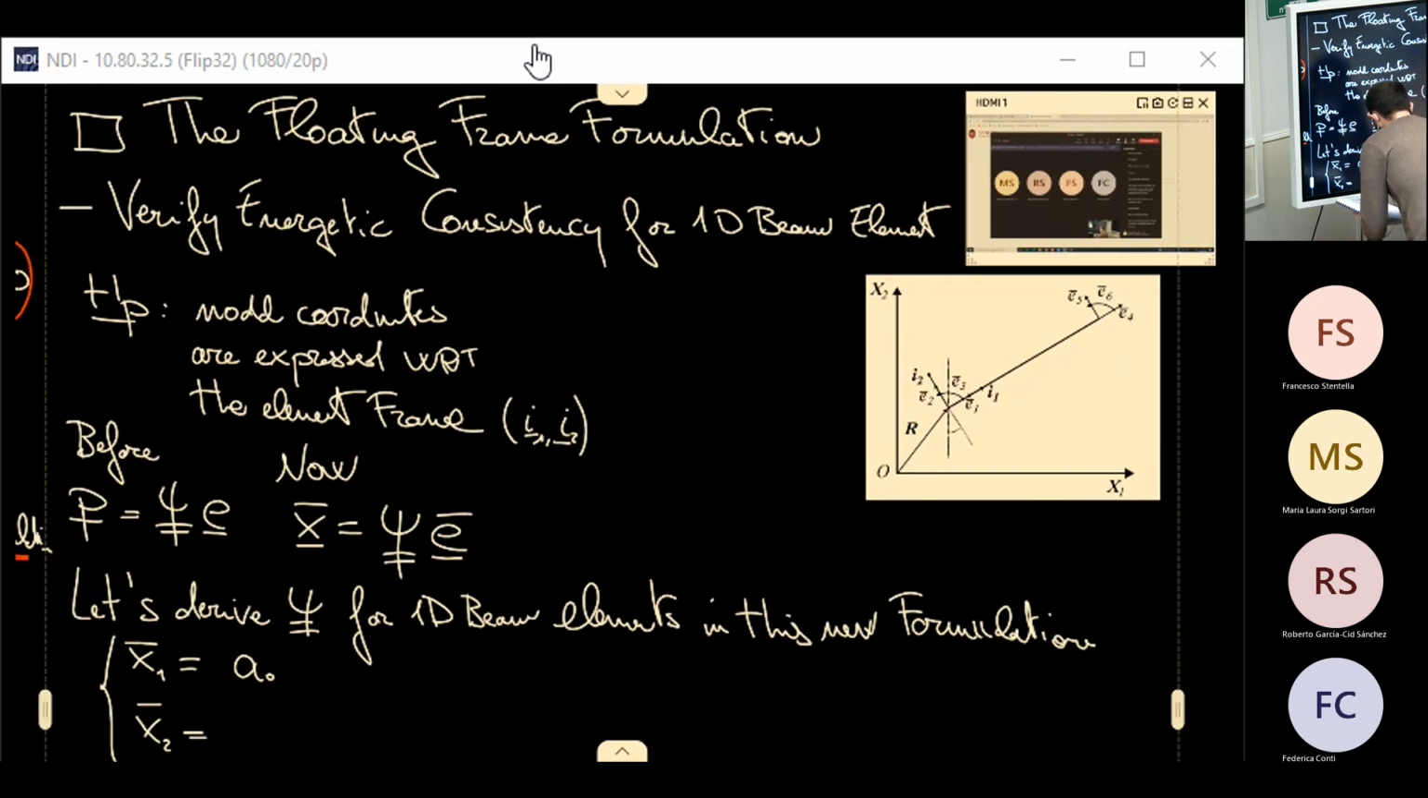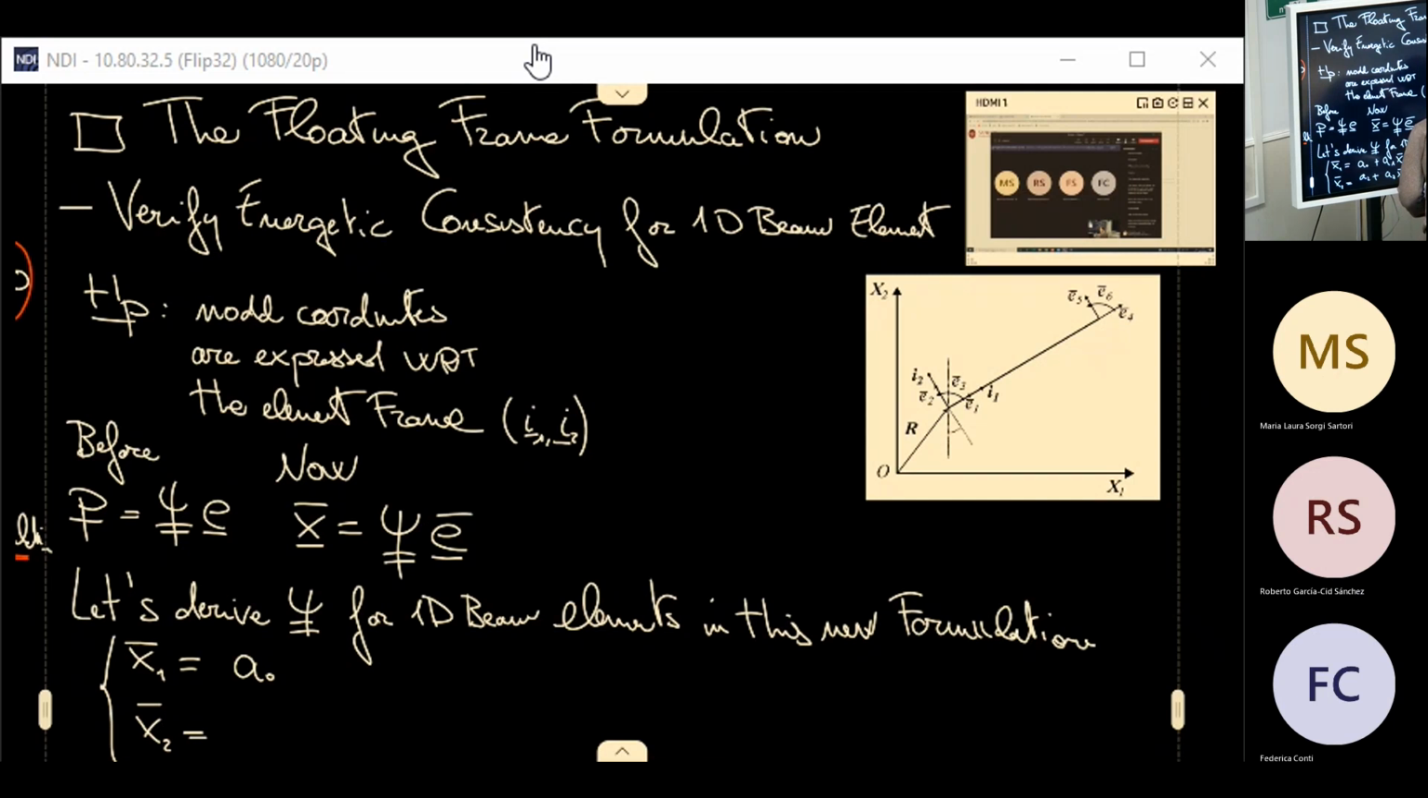So we have here, again, a linear variation for the axial displacement, or the axial position. And the cubic one. Okay, again, why is it there? Because the model of the physics is the same, so 1D Euler beam.